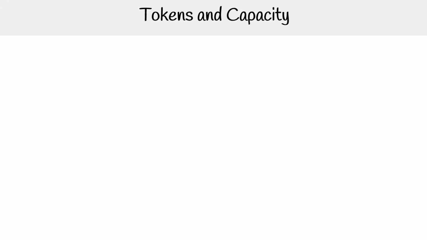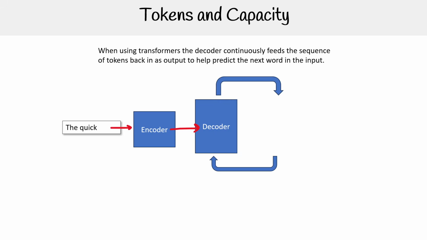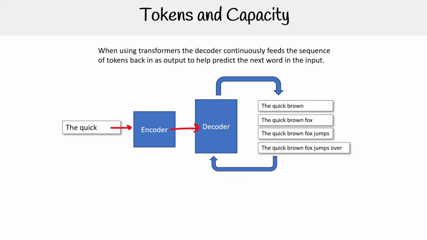Let's talk about tokens and capacity because it really matters for how much you can produce. When using transformers, the decoder continuously feeds the sequence of tokens back in as the output to help predict the next word. So what are we talking about here? Imagine we have our input as "the quick." We feed it into the encoder. The encoder is going to produce semantic context so that the decoder knows what to do with that text. And then the decoder is going to output the next word. So this is "the quick brown." And it feeds that sequence of tokens back into the decoder and produces the next word, and again, and again. And so the question is, what is the capacity required to run this?